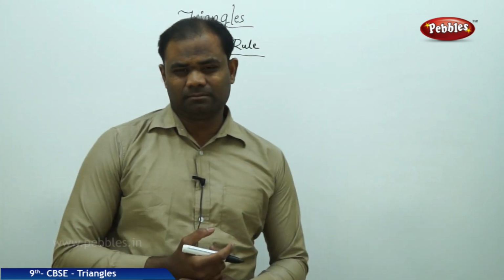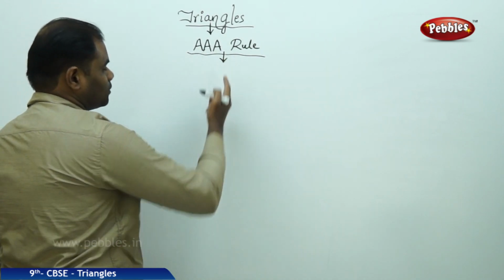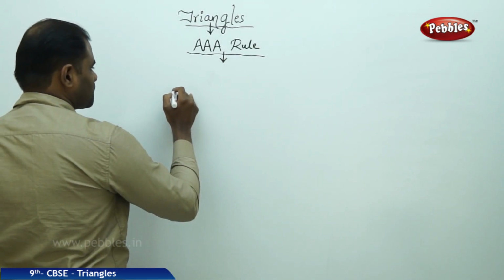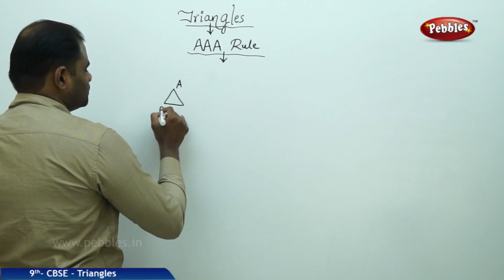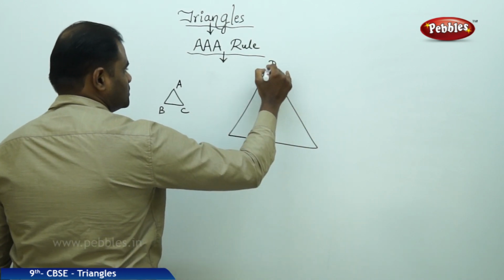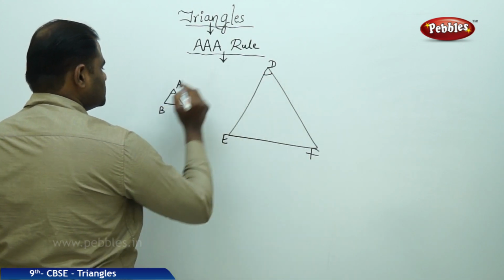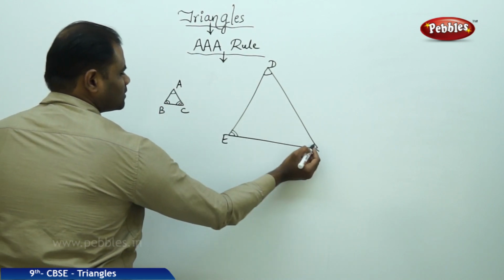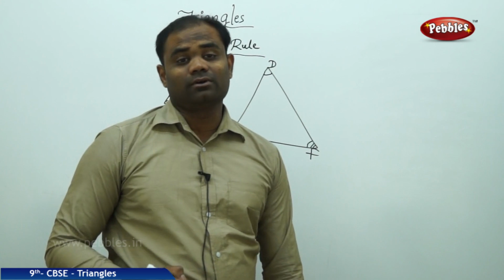Triple A rule. What is the triple A rule? AAA stands for all three angles of the triangle. Imagine I have two triangles, ABC and DEF. If my angle A equals angle D, angle B equals angle E, and angle C equals angle F, then will the two triangles be congruent?